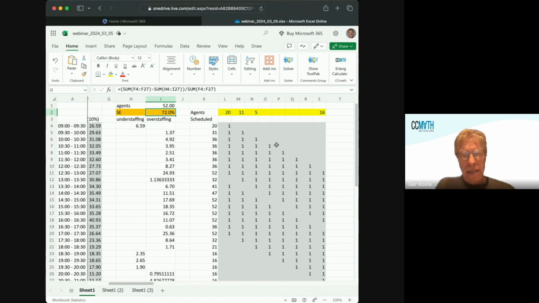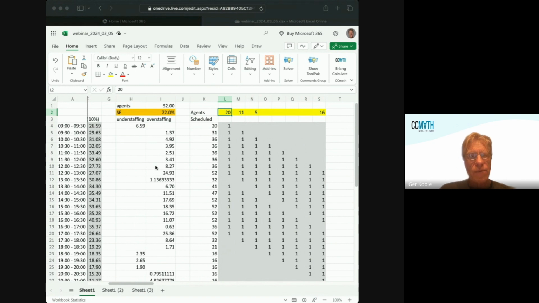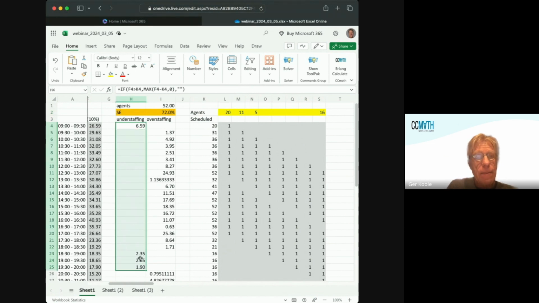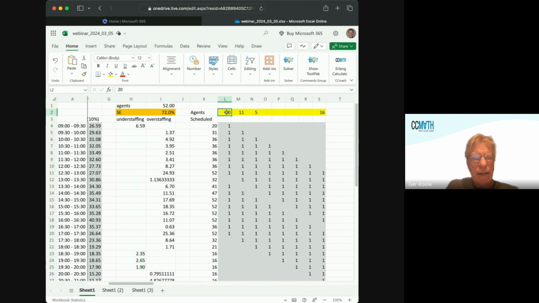Now, what is the next step? What we would like to do is use an algorithm, because this is a simple example, and our objective was to find the schedule that avoids understaffing, but minimizes the number of agents. Now we can do that, of course, by hand, as I did before.